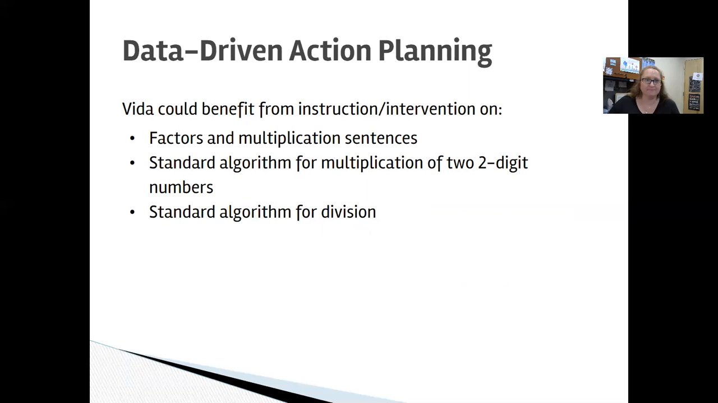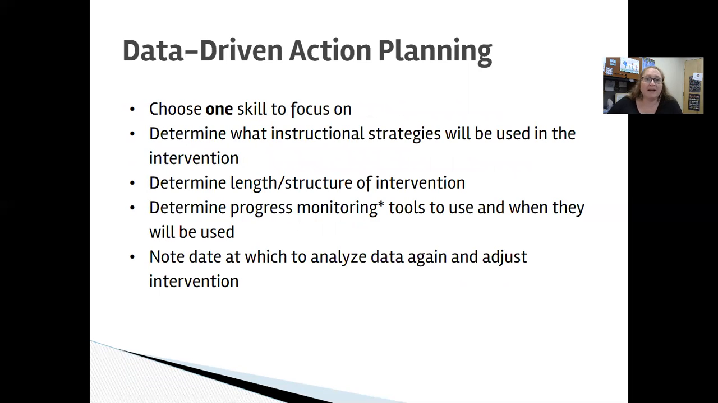Makes sense, right? Those 3 outcomes came from our data analysis. So if I'm going to now create an action plan for VITA, the first thing that's so important is to only choose one skill to focus on. If you want to create any kind of action plan, especially for students with multiple needs, how overwhelming is it for you, the teacher, to address all those needs, but then for the student to know that they have to work on so many different things. You have to just choose one skill to focus on.